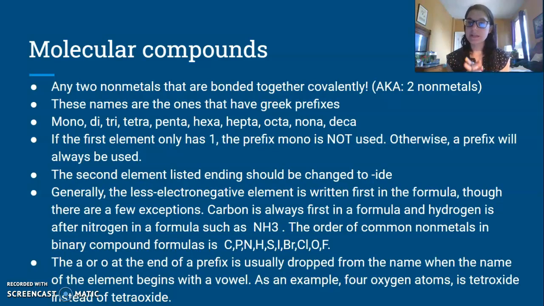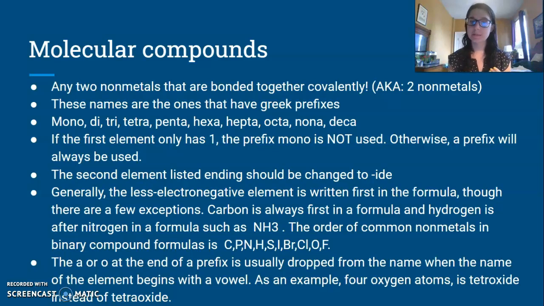These are the names that you see that have Greek prefixes in them. So mono, di, tri, tetra, penta, hexa, hepta, octa, nona, and deca. And there are more that go above 10, but rarely will you see them. So each of those, that's 1 through 10, just in order, for those Greek prefixes, and those prefixes tell you the subscript that will be after that chemical element in the chemical formula.